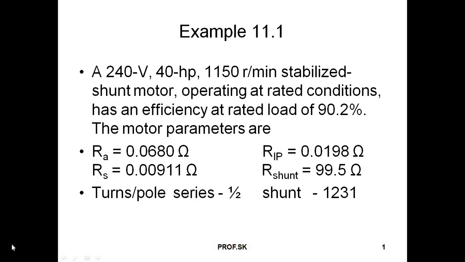The motor parameters are RA equal to 0.0680 ohm, RS equal to 0.00911 ohm, R interpole equal to 0.00198 ohm, R shunt equal to 99.5 ohm. Turns per pole: series one half, shunt 1231.